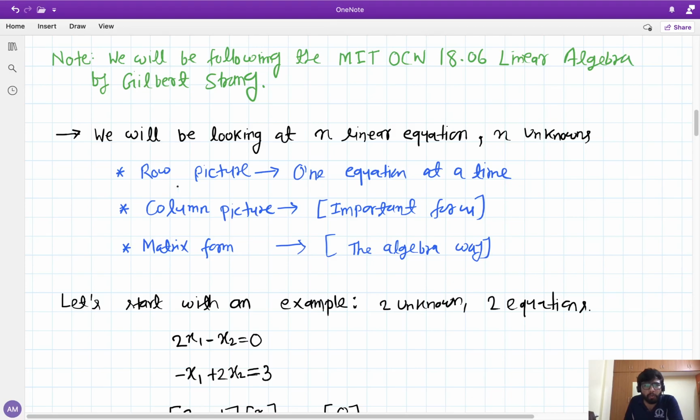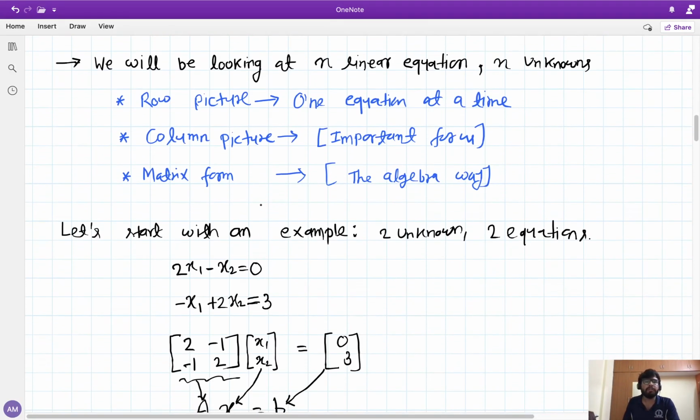Basically, we will have three kinds of viewpoint. First will be a row picture. In that case, we will consider one equation at a time, like visualizing one equation at a time. There is something like a column picture, that is the most important one for us, and something like matrix form, that is a general linear algebraic way to solve. So let's start with the row picture.